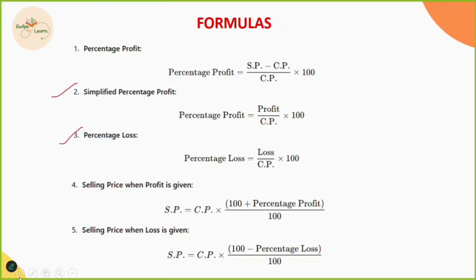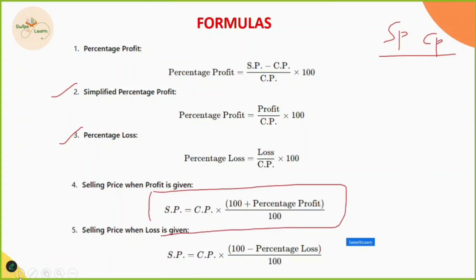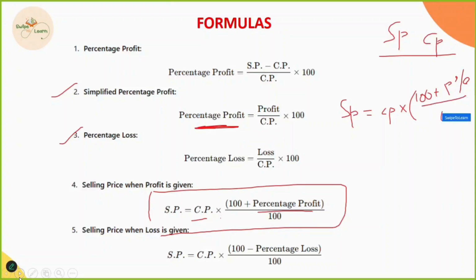Now, how to calculate the selling price? How to calculate the cost price? There is a simple formula: selling price is equal to cost price into (100 plus profit percentage), divided by 100. So SP equals CP into (100 plus profit percent) divided by 100. If the profit percentage and the cost price are given in the question, then we calculate the selling price using this formula.